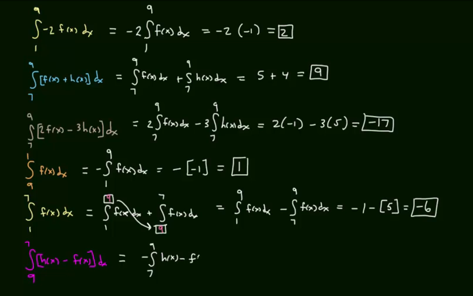Last one is going to be the opposite of the integral from 7 to 9 of h of x minus f of x dx. So minus the integral from 7 to 9 of h of x dx, plus the integral from 7 to 9 of f of x dx. See, I distributed the negative. And this comes out to be the opposite of 4 plus 5, which equals 1.